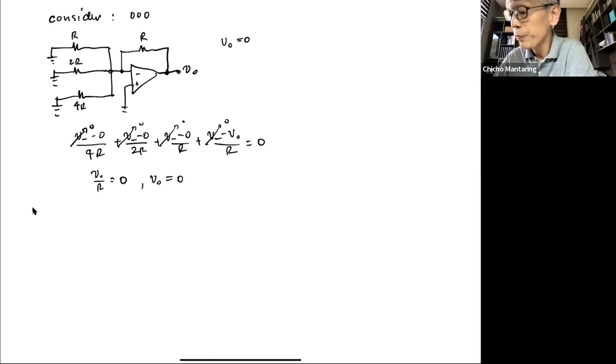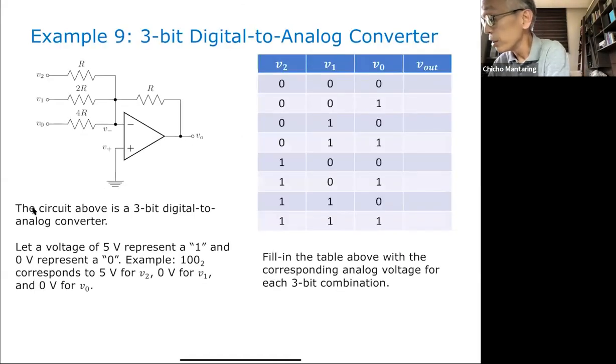When you look at this, the output will be equal to 0. So here, our output is 0 volts.